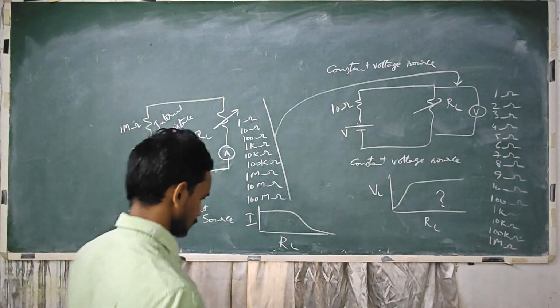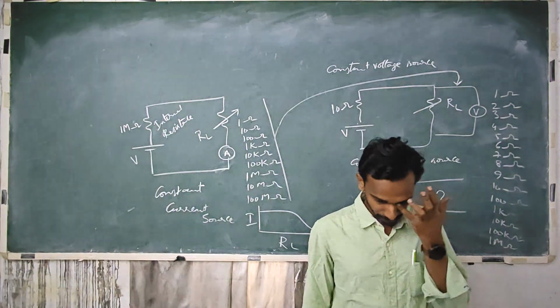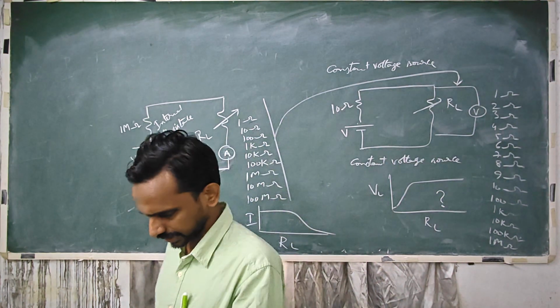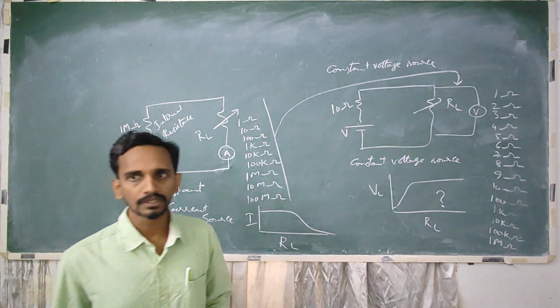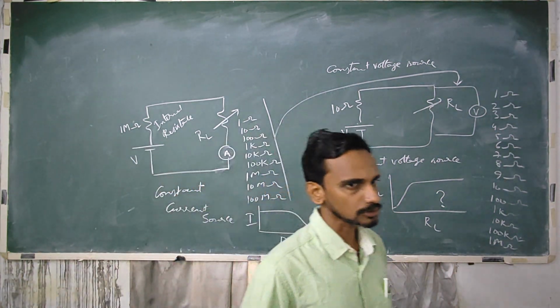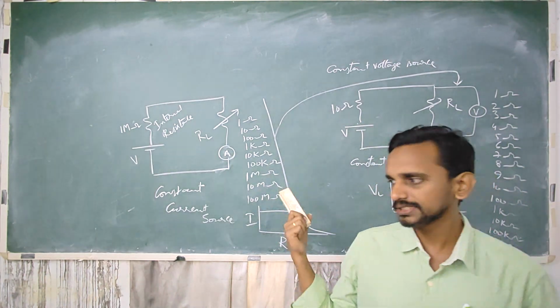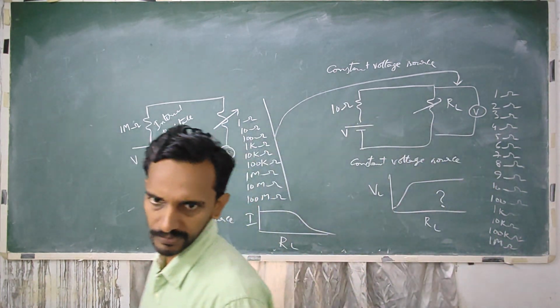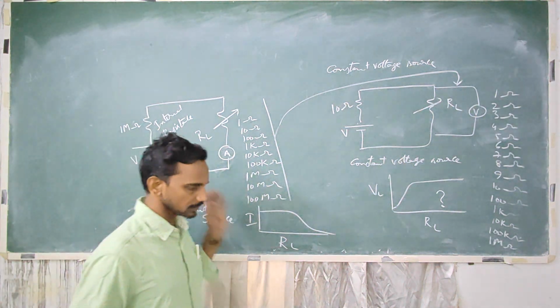Right. So in the previous session we have seen about the working of voltmeter, ammeter, current sources, voltage source, power source, and these network theorems. So now we'll see how to implement it in TINA.